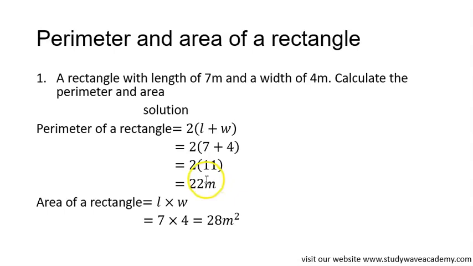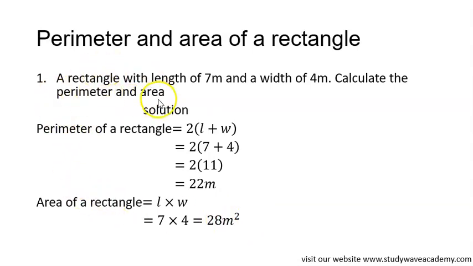Now to get the area of the rectangle, the area of the rectangle is L times W, right? This is the formula. So L here is 7, you put 7. W is 4, you put 4. 7 times 4 is going to give us 28, right? So 28 meters squared. Remember, area is always in square. The unit is always squared.